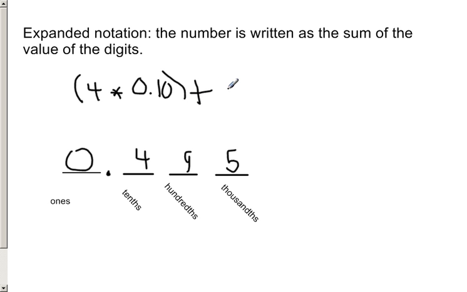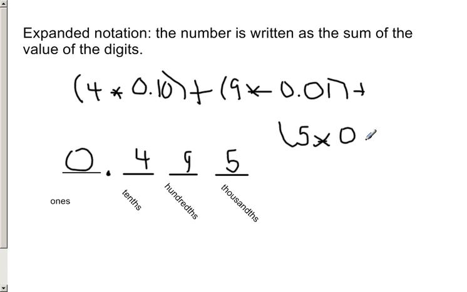And again, it's the sum. My next number is 9. It's in the hundredths place, so times 0.01, representing the hundredths, plus the last place. The 5 is in the thousandths place, which is 0.001. So if I were going to write the number 495 thousandths in expanded form, again, I would write it as the sum of the value of these digits: 4 in the tenths place, plus 9 in the hundredths place, plus 5 in the thousandths place.